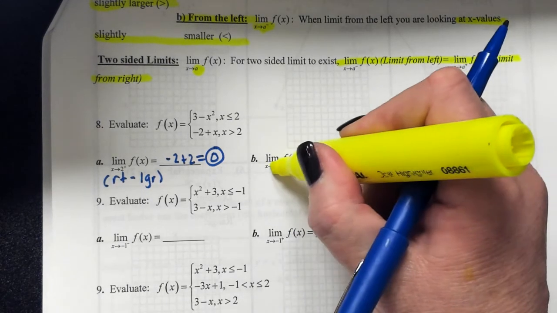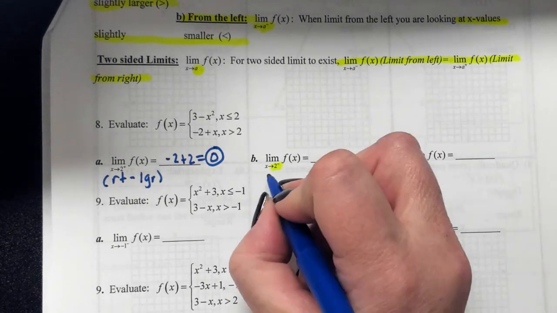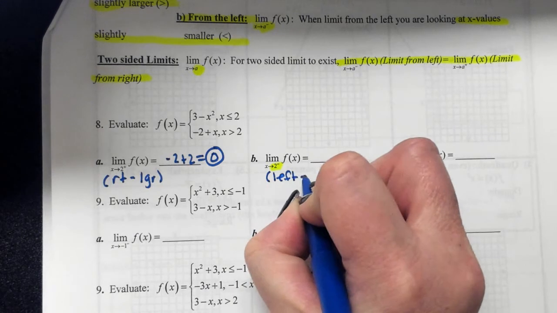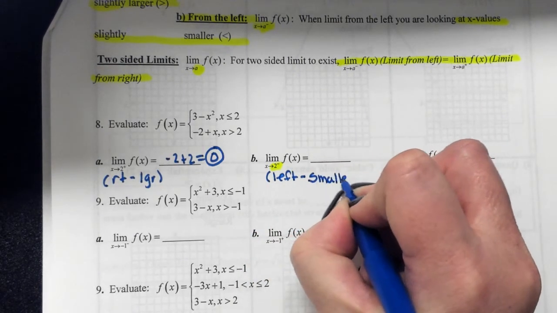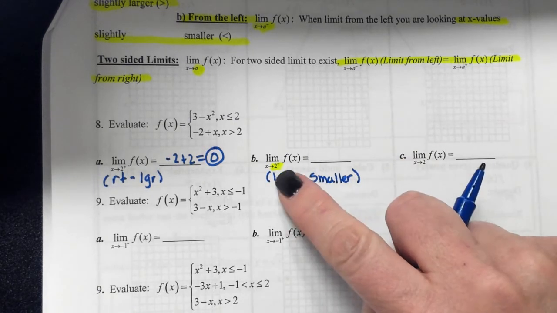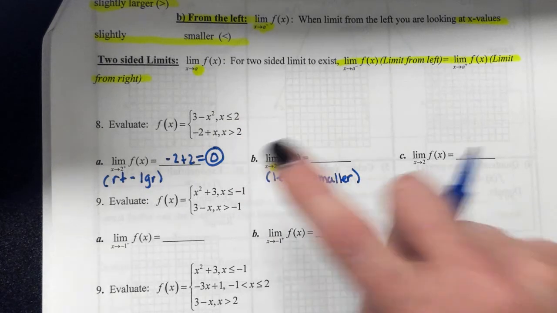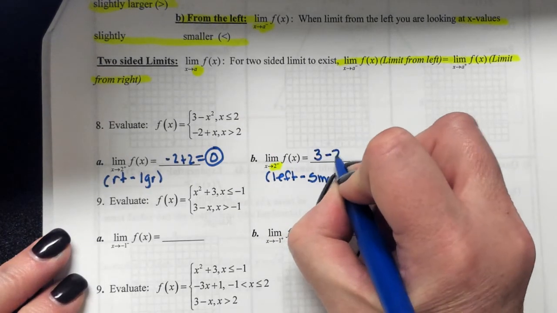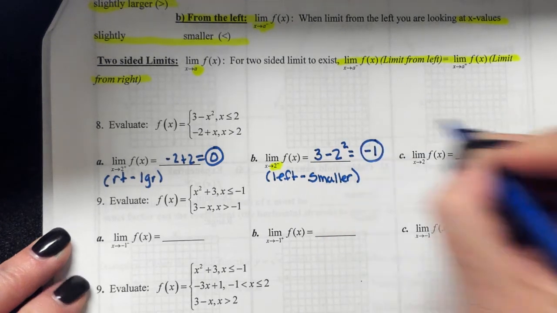When you see this negative exponent, what side am I coming from, the left or the right? The left. And am I going to be slightly larger or slightly smaller? Smaller. So where are my x values less than 2? The first piece or the second piece? The first. So it's going to be 3 minus 2 squared, which gives me negative 1.